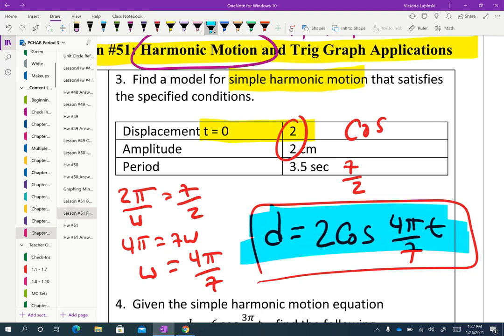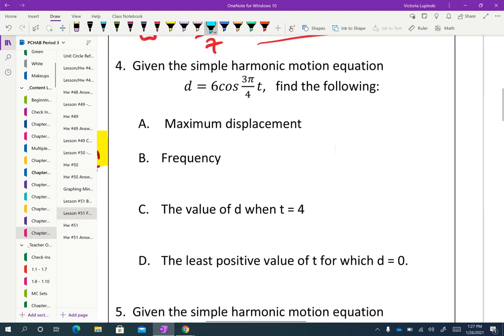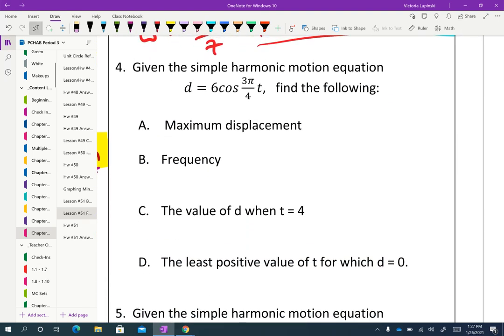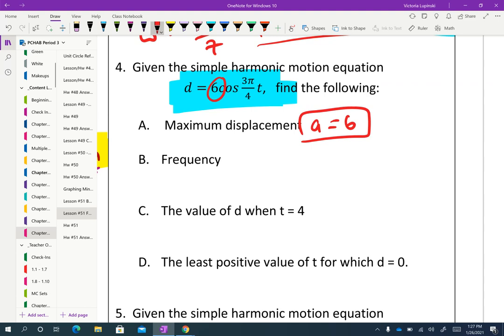So finding equations either from some situation like the first one or from some table data like number 2 and 3, that's what you should be able to do so far. Now suppose that I have given you the equation and I've asked you to go ahead and solve. So now you're kind of working backwards. Given the simple harmonic equation, d equals 6 times the cosine of 3 pi over 4 t, you're going to be asked to find the following. If they're asking you for the maximum displacement, it has to be the amplitude, which in this case is going to be 6.